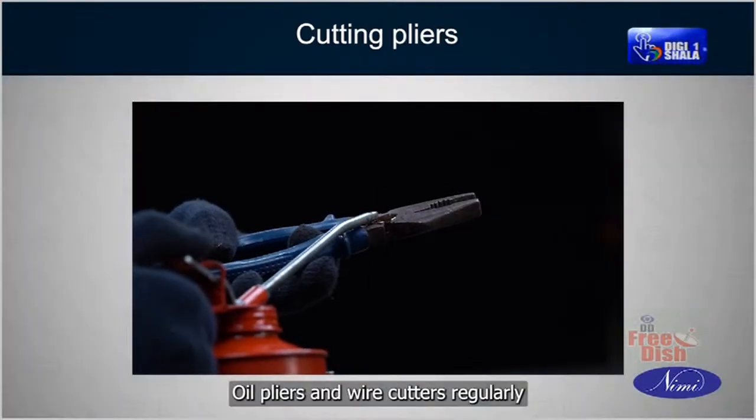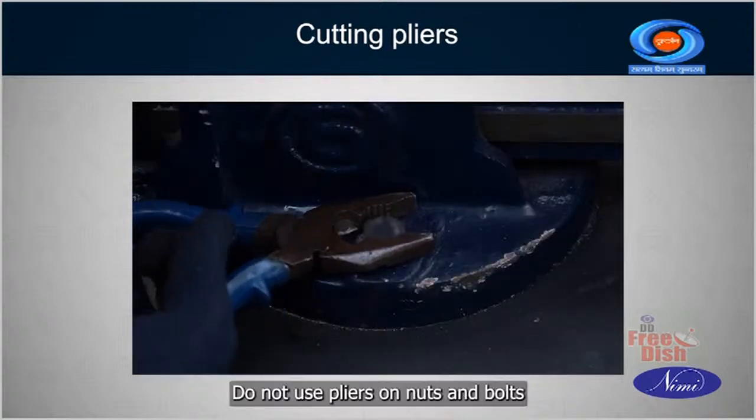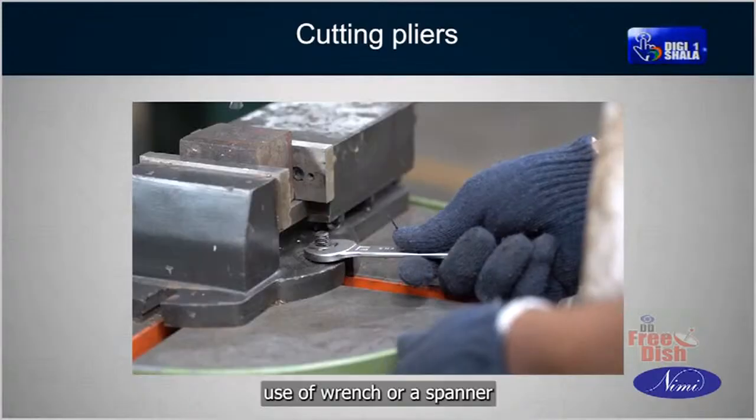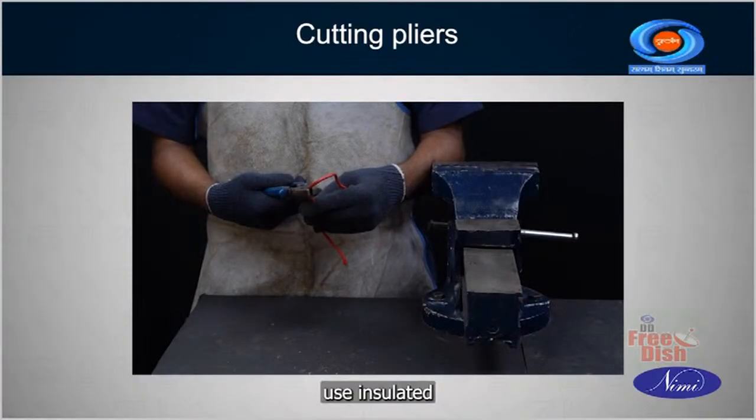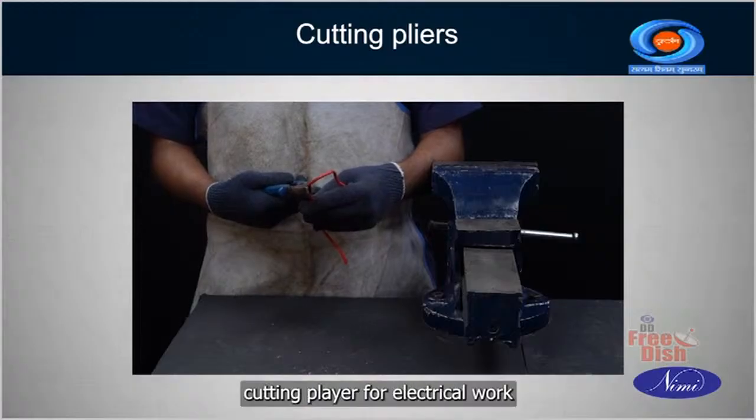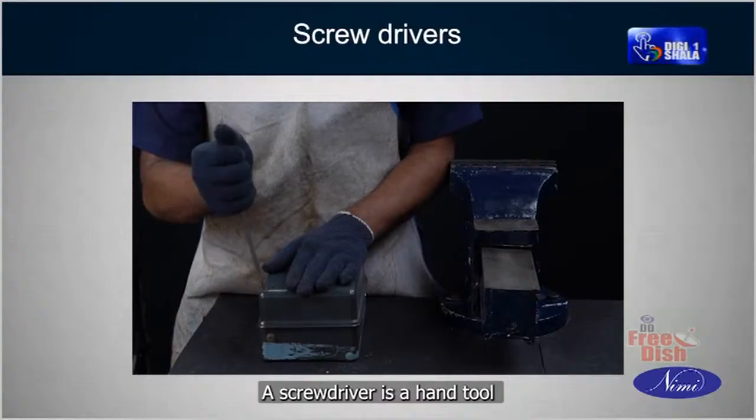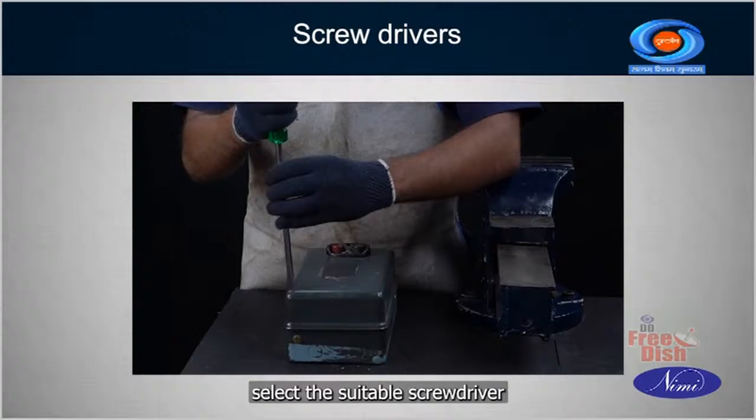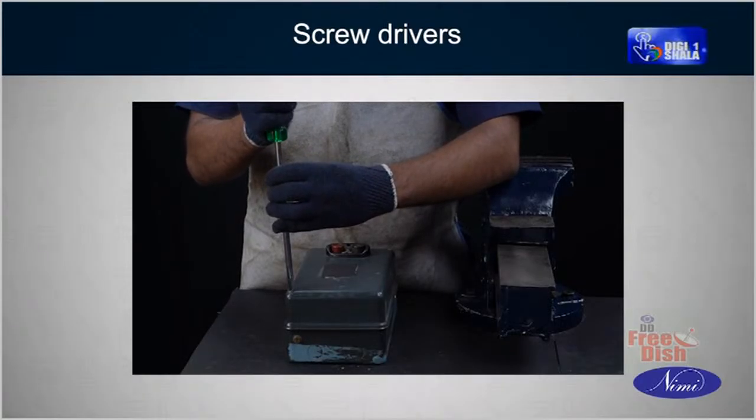Oil pliers and wire cutters regularly. Do not use pliers on nuts and bolts. Use a wrench or a spanner. Use insulated cutting plier for electrical work. A screwdriver is a hand tool used for turning screws. Select the suitable screwdriver to suit screw head.